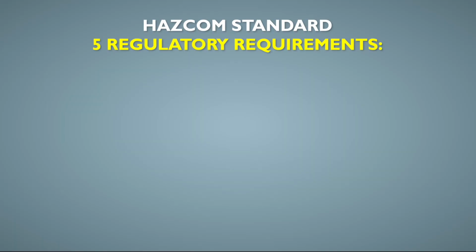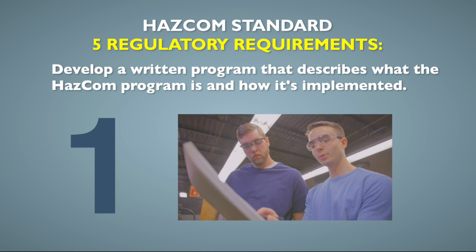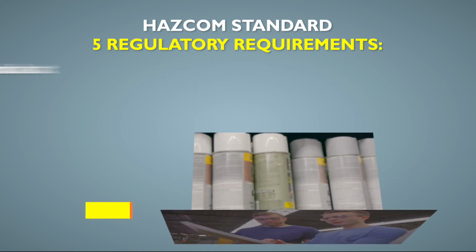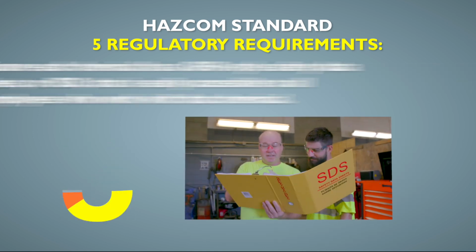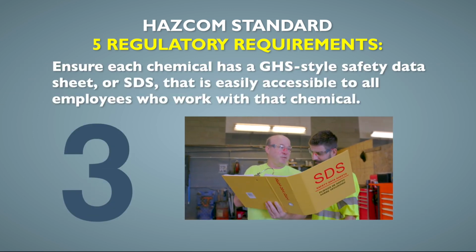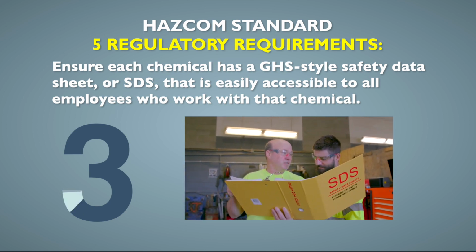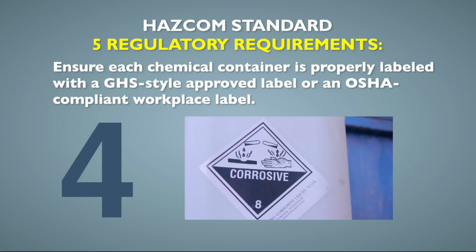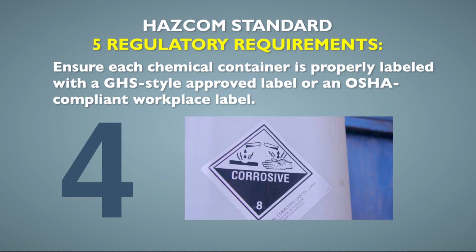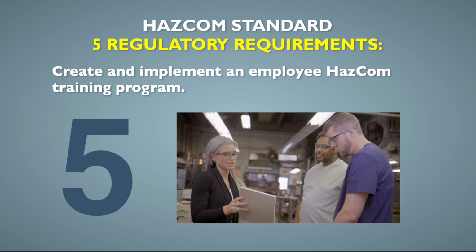The HAZCOM standard mandates that your employer complies with 5 regulatory requirements. Develop a written program that describes what the HAZCOM program is and how it's implemented. Create an inventory of all hazardous chemicals at the workplace. Ensure each chemical has a GHS-style safety data sheet, or SDS, that is easily accessible to all employees who work with that chemical. Ensure each chemical container is properly labeled with a GHS-style approved label or an OSHA-compliant workplace label. And create and implement an employee HAZCOM training program.